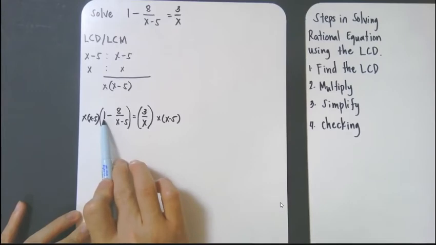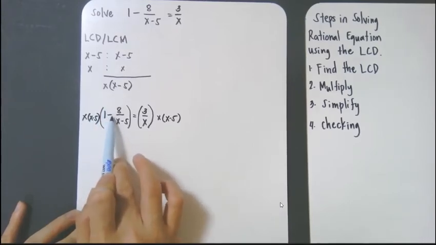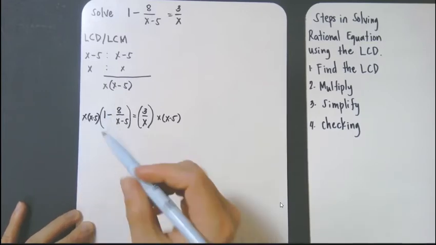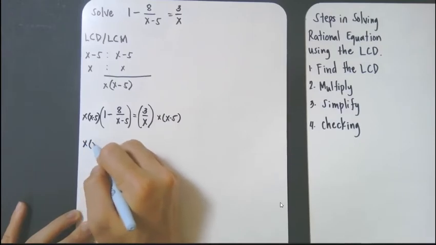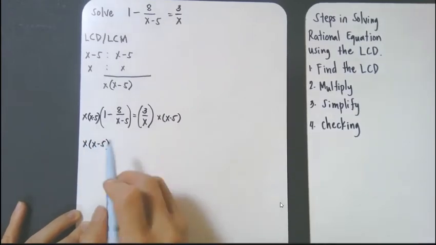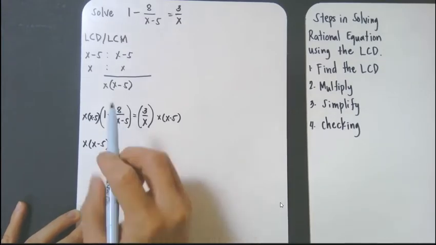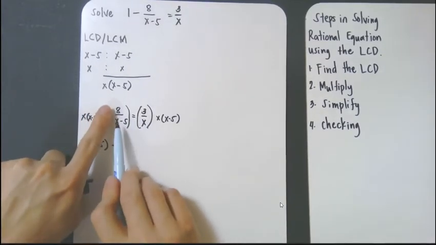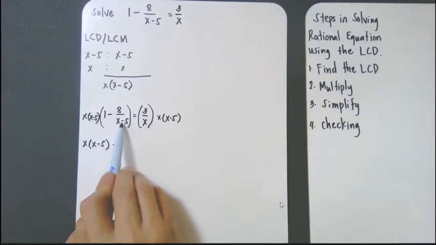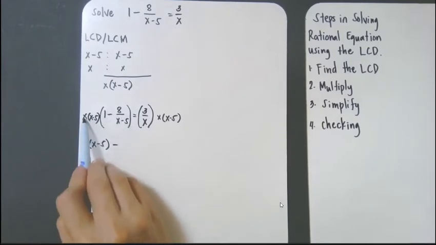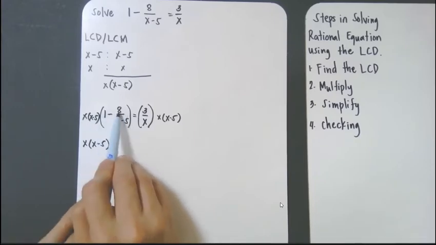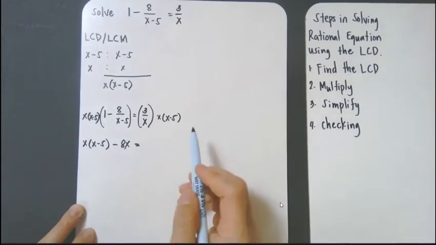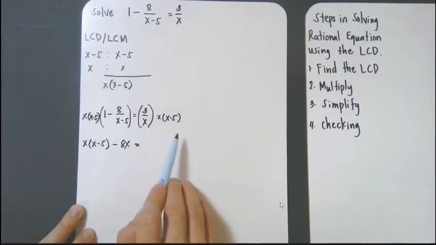So start with 1. Okay, distributive property. Remember, you have a subtraction there, so we just need to distribute this LCD here. So x times x minus 5 times 1 is the same thing. So that's x times x minus 5 minus, because that's minus, x times x minus 5 times 8 over x minus 5. So your x minus 5 cancels out. Now we're left with 8 and x. So what's x times 8? That's 8x.